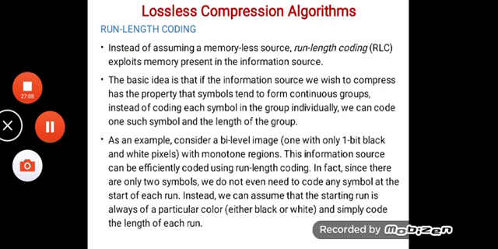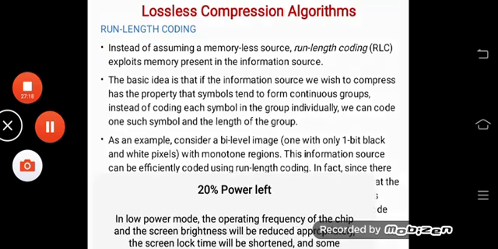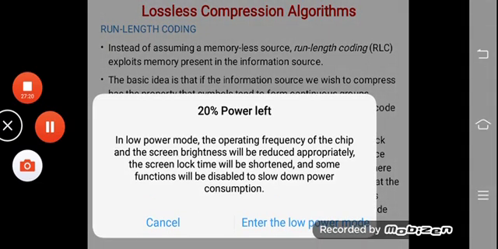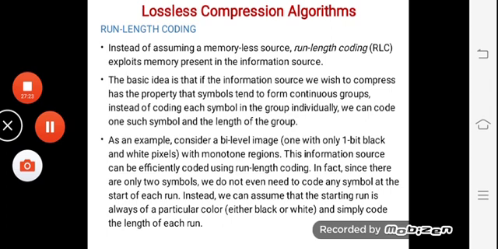As an example, consider a bilevel image. As I told, a bilevel image is nothing but 1-bit black and white pixels with monotone regions, like continuously a few whites and continuously a few blacks. With such monotone regions, this information source can be efficiently coded using run length coding.